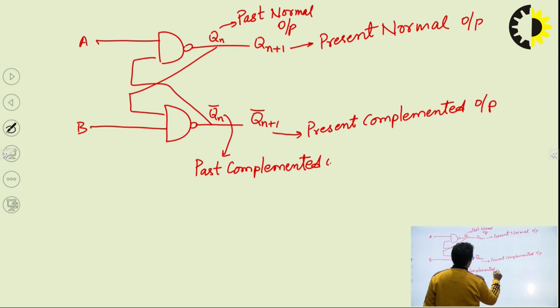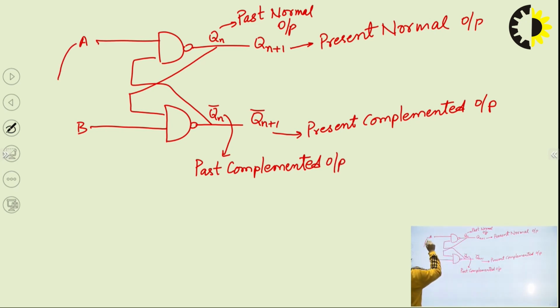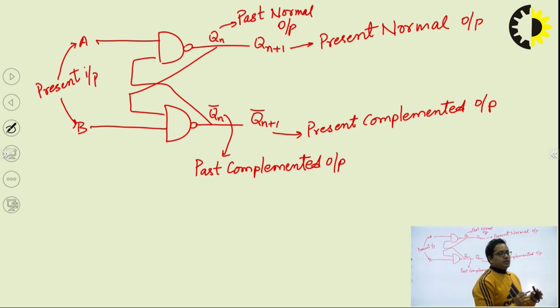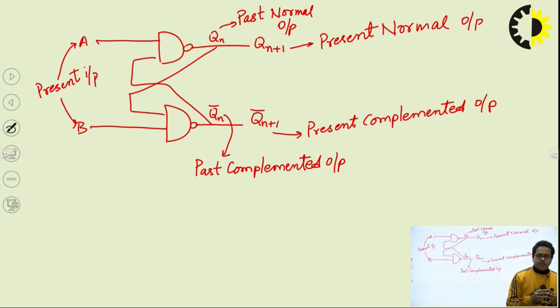Past complemented output. And these two terms, that is A and B, are your present input. So this whole figure depicts the sequential circuit. In a sequential circuit, we have understood what a sequential circuit is. It is a circuit whose present output not only depends upon the present input but also on the past output.